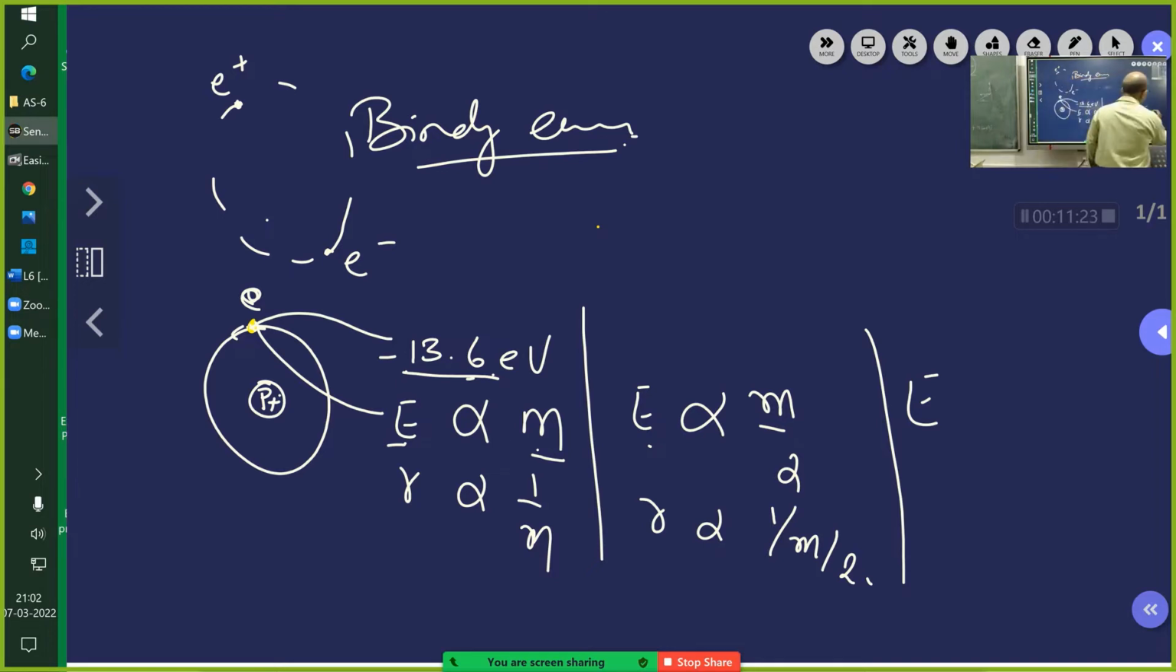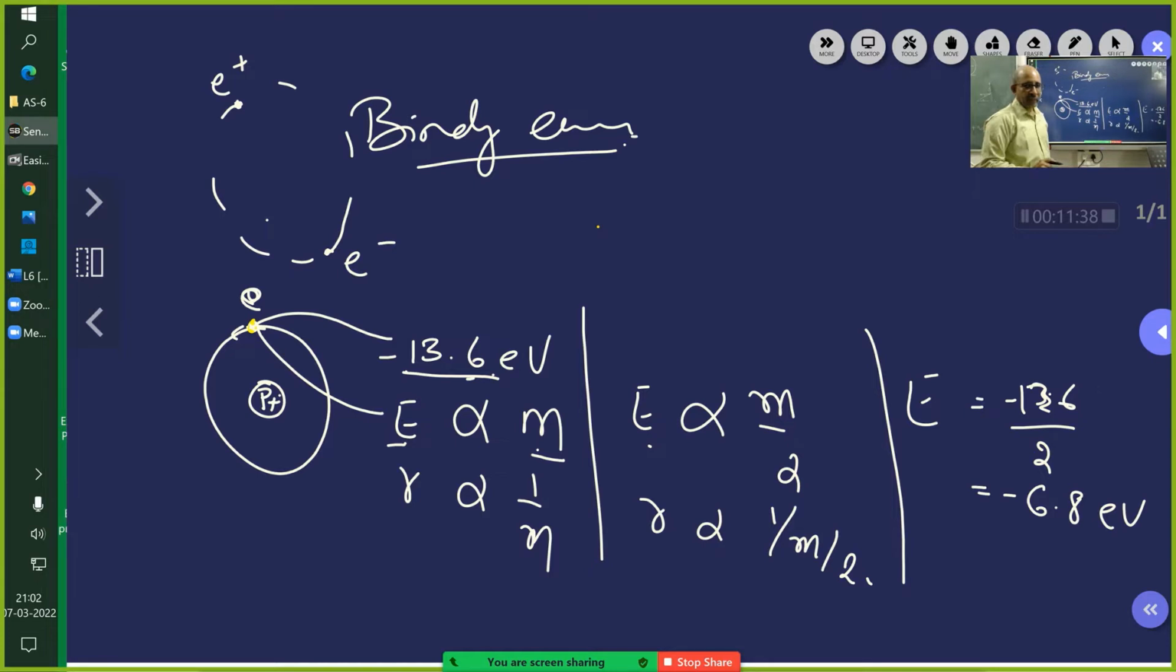So this will be minus 13.6 divided by 2, which is minus 6.8 electron volts. That's how you have to solve this problem.